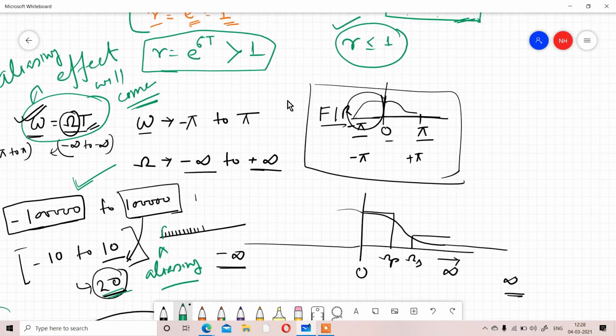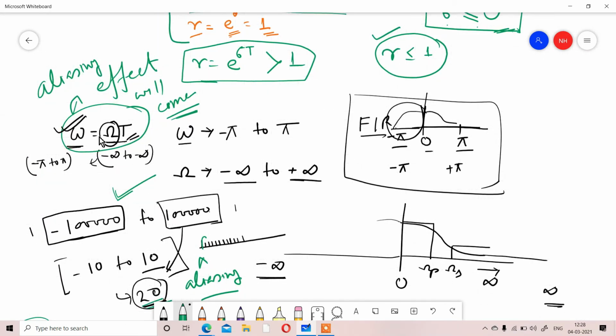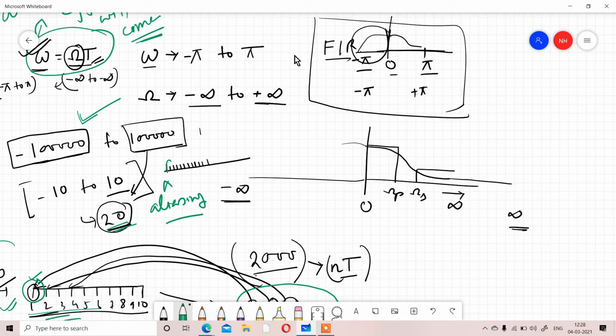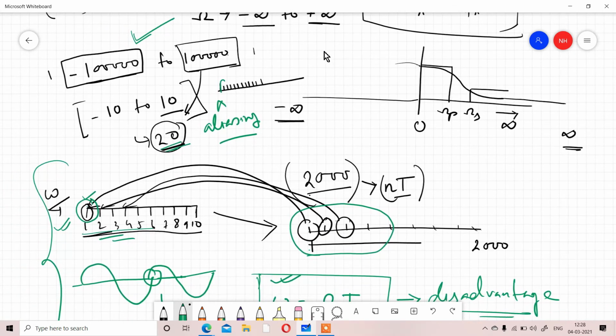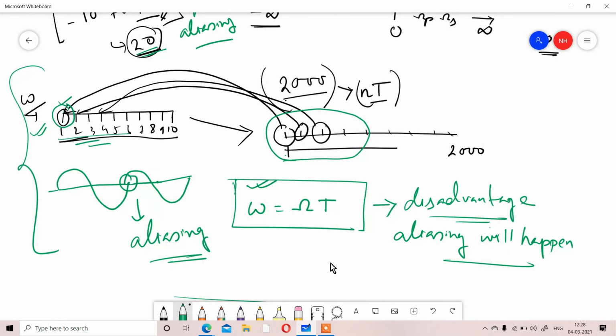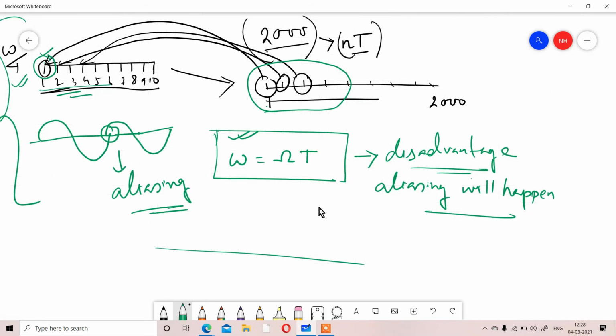After that, we consider the second equation. The second equation defines a problem: the aliasing effect is coming. How is it coming? Here we are trying to map an infinite number of sequence into a finite number of parameters. Whenever we try to represent an infinite number of sequence by a finite number of parameters, the aliasing effect will come. As a result, we are getting the aliasing effect, and that is the main disadvantage of the impulse invariance method. So that is your impulse invariance method.